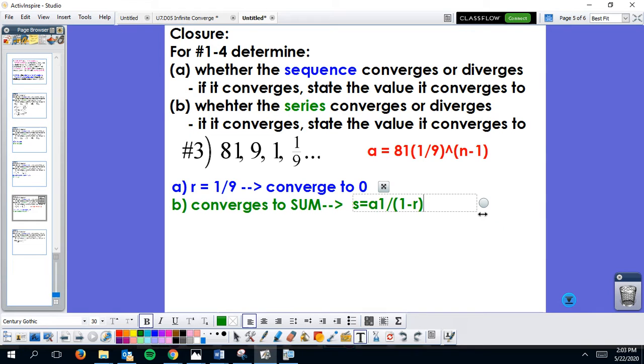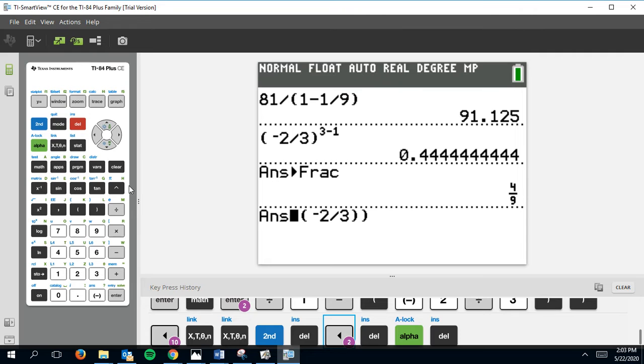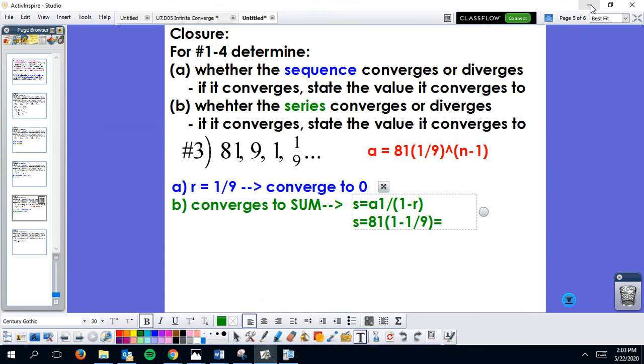So we decided the ratio is 1/9. The first term is 81. So I'm going to do 81 over 1 minus 1/9. And then that will equal the sum. And that's what it converges to. So I already did that earlier, right here, 81 over 1 minus 1/9, and I got 91.125.